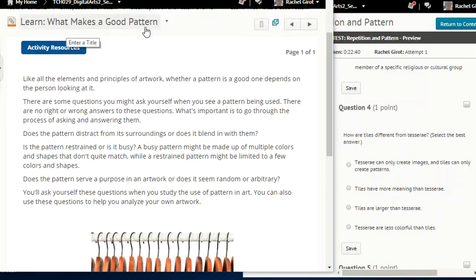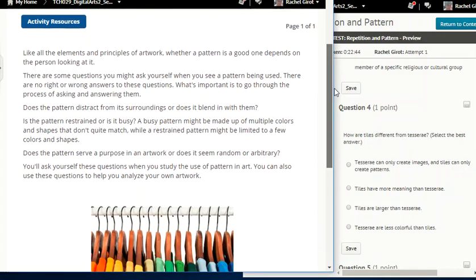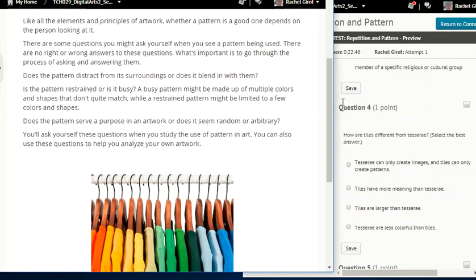What makes a good pattern? Like all the elements and principles of artwork, whether a pattern is a good one depends on the person looking at it. There are some questions you might ask yourself when you see a pattern being used. There are no right or wrong answers to these questions. What's important is to go through the process of asking and answering them.